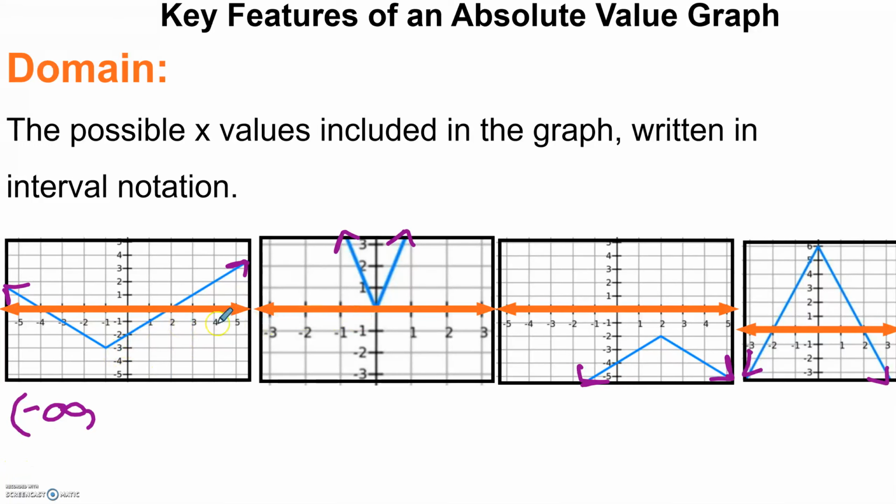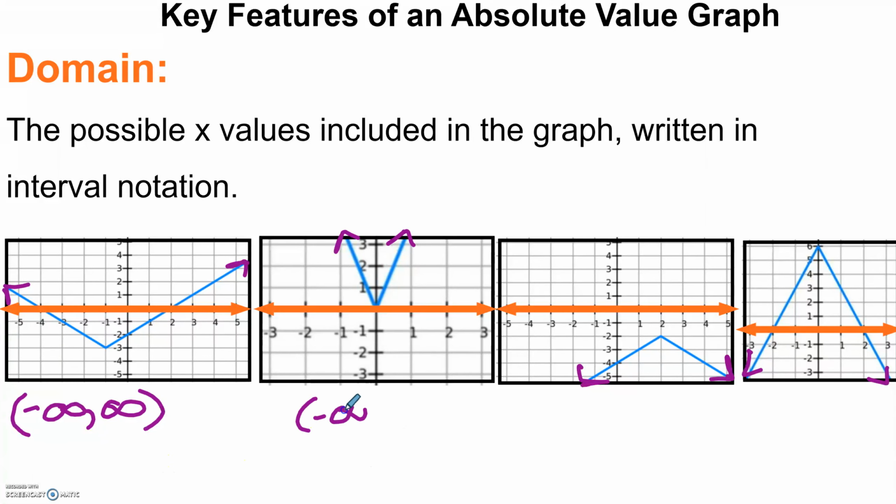How far to the right do I go? I go on forever. So I know that I'm eventually going to hit positive infinity. And again, it gets a parenthesis because you can never touch infinity. Can't touch this. Do your best to find the domain for the rest of these graphs. Check your work.